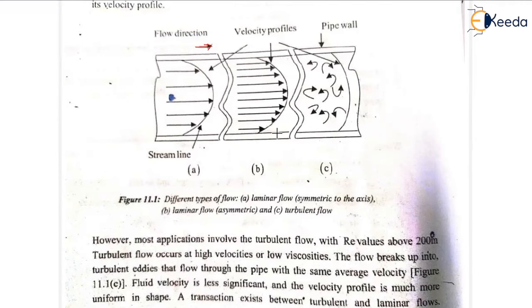However, most applications involve the turbulent flow, with Reynolds number above 2000. The turbulent flow occurs at high velocities or low viscosities. Flow breaks up into turbulent eddies that flow through the pipe with the same average velocity, as you can see in the image.